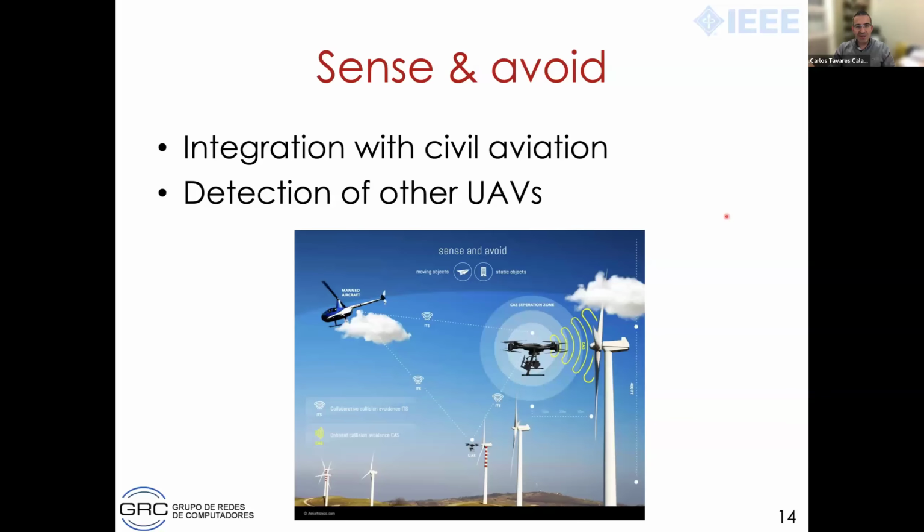So another very interesting topic is sense and avoid. In the case of my group, we are directly working on this topic, and the idea is that in the past we had civil aviation, now we have drones, and they must share the same space. So we want to avoid collisions between civil aviation and the drones, but also between drones themselves. I think the biggest challenge is possibly avoiding the collision between drones themselves, because they are sharing the same flight altitudes and similar parameters.